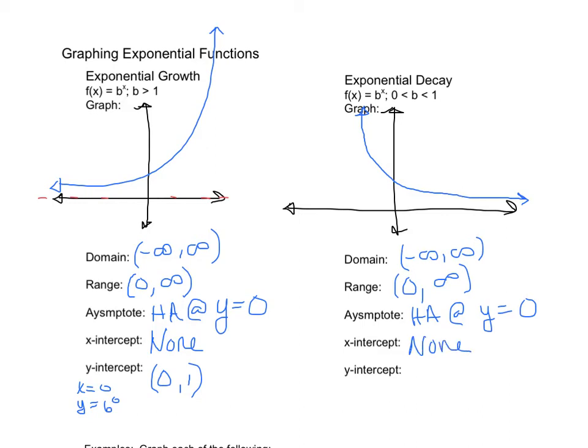And notice that, as I had pointed out here, it didn't matter what my b is. It could be any number. It could be a number greater than 1, or a number between 0 and 1. Either way, when I raise it to the 0 power, I still get 1. So I'm still going to have that same y-intercept of (0, 1).